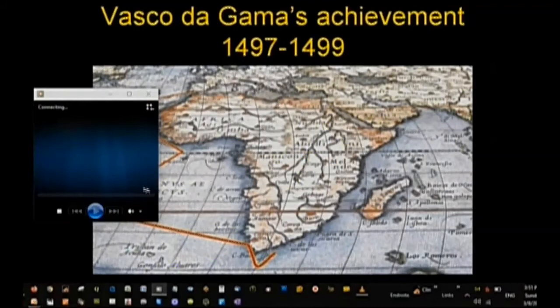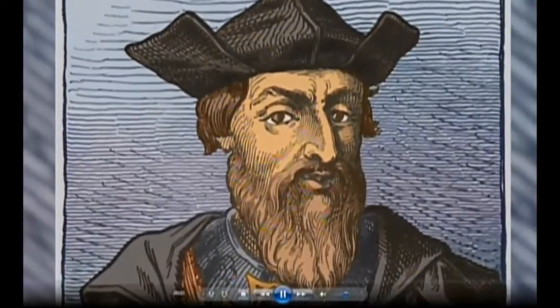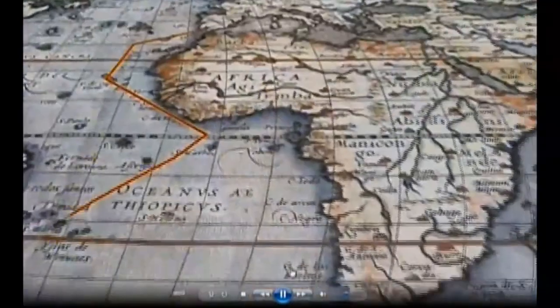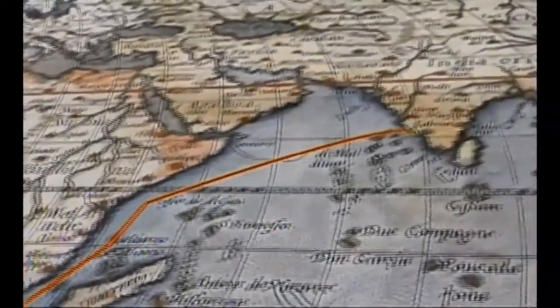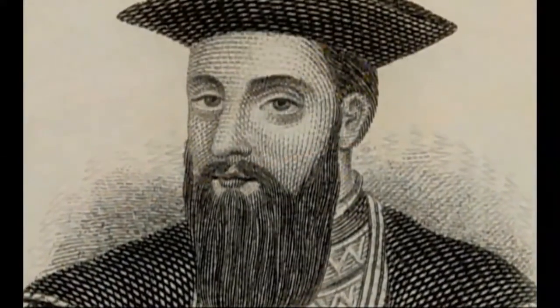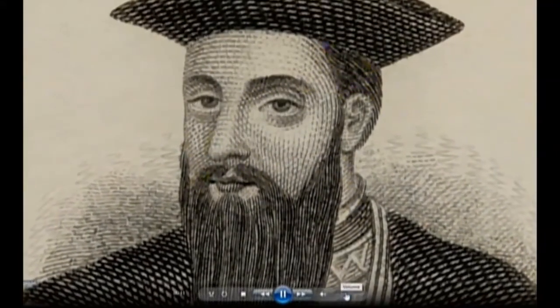Take a look. Portuguese explorer Vasco da Gama was the first person to successfully sail from Europe around Africa to Southeast Asia. Vasco da Gama was the one who opened up the maritime trade route between Europe and Asia.